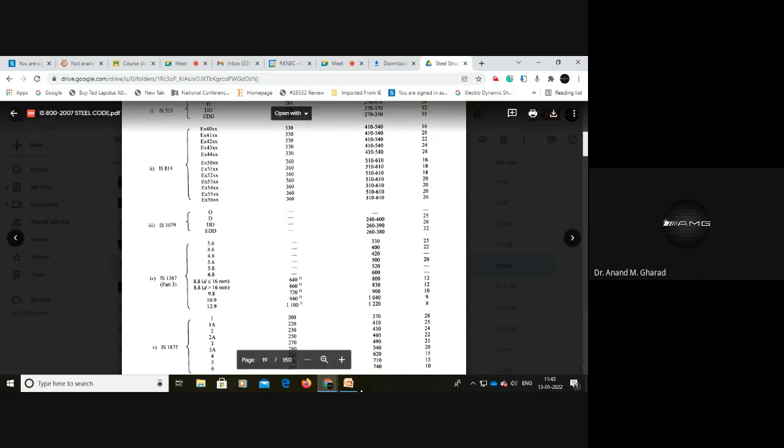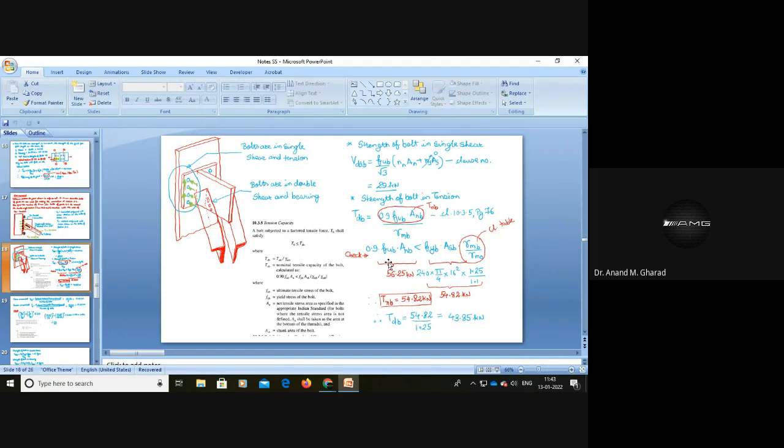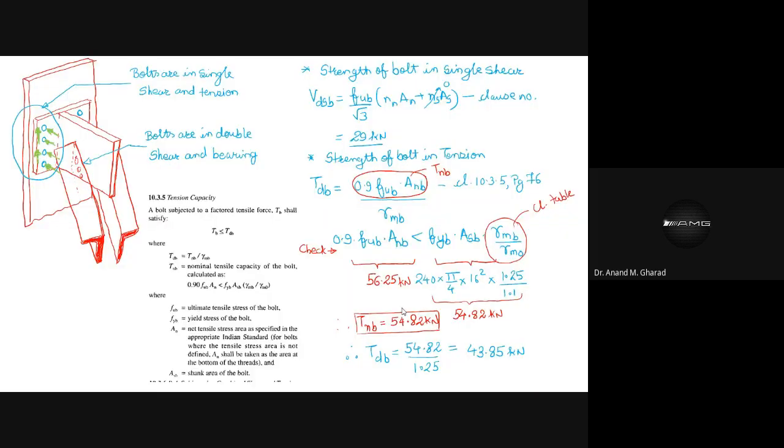By this, how much should be the value for yield stress? It will be nothing but 400 into 0.6, that is 240. And therefore over here you will see the value of FYB comes out to be 240 MPa.